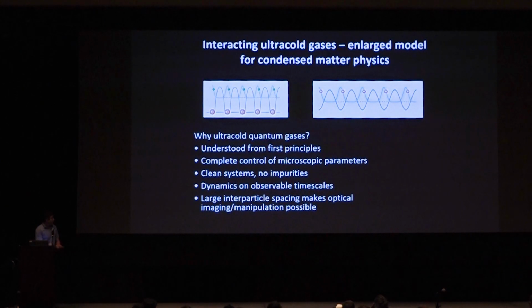The platform here is called atoms in optical lattices. Optical lattices are potentials that we create through the interference of laser beams in the lab. In this quantum simulation, the atoms are playing the role of the electrons in a solid, and the optical lattice is playing the role of the ionic lattice in a solid. We can think of this as an enlarged model for condensed matter physics, where we blow up the system by about 4 orders of magnitude. The length scales here are on the order of the wavelength of light, so about half a micron or so.